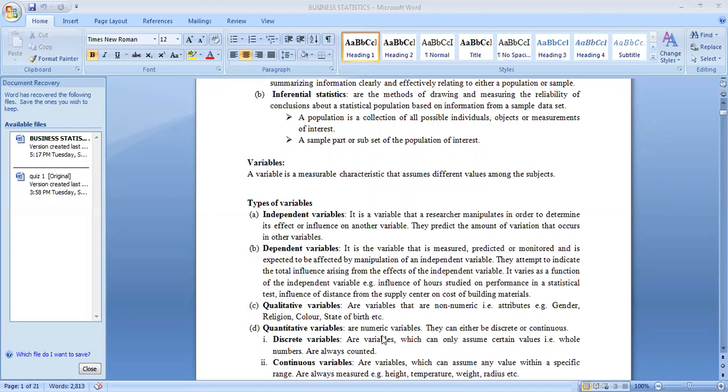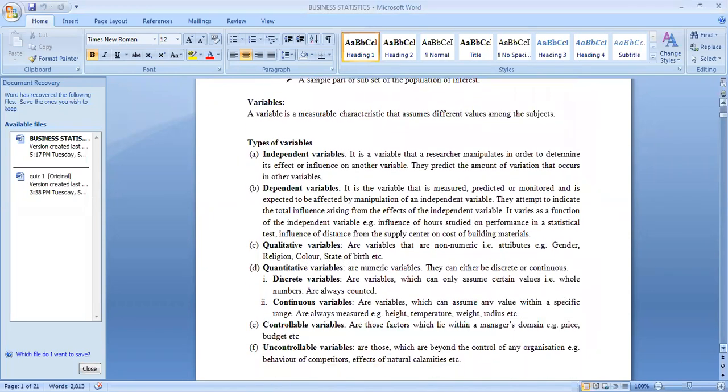Then we have the quantitative variables, those variables that we can express numerically. As we have said, things like the age, the profit, and all that. But under the quantitative, we can have either discrete variables or continuous variables. A discrete variable is a variable that assumes one particular value. For example, if you say that student A scored 30 marks, that 30 is discrete.